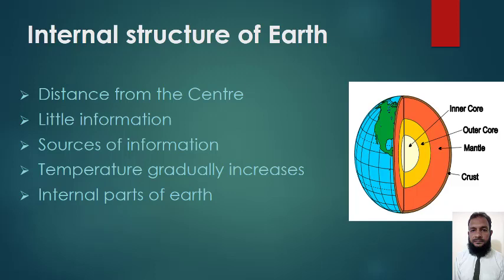The internal part of Earth is divided into three important parts: crust, mantle and core. There are the three parts of internal structure of the Earth. The outer part is called crust, the middle part is called mantle, and inner part is called core.